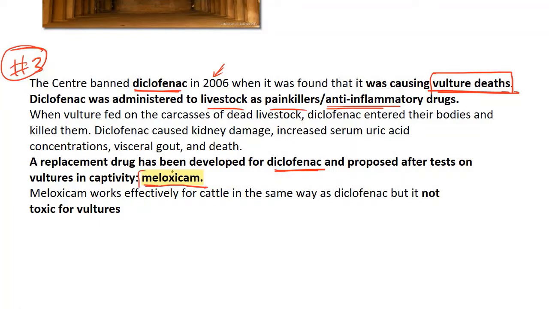meloxicam. Remember this name. This is the replacement drug for diclofenac. Okay, so meloxicam. Remember this name. This is important. Meloxicam. So diclofenac was replaced by meloxicam. It works in the same way. ये pain relief के लिए work करता है in livestock, but this meloxicam is not toxic for vultures.